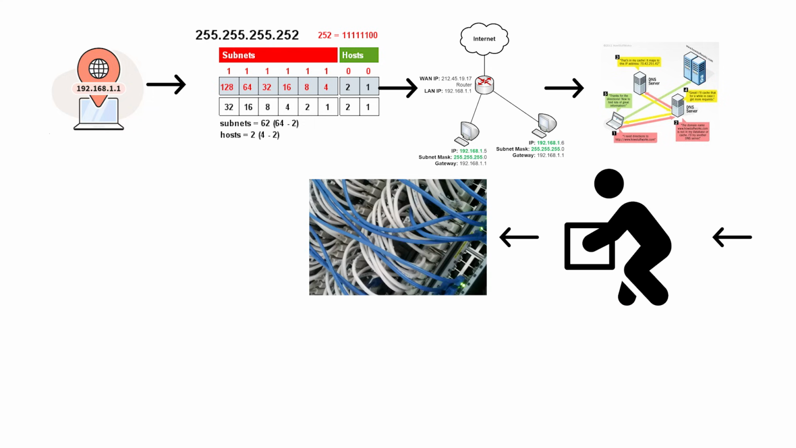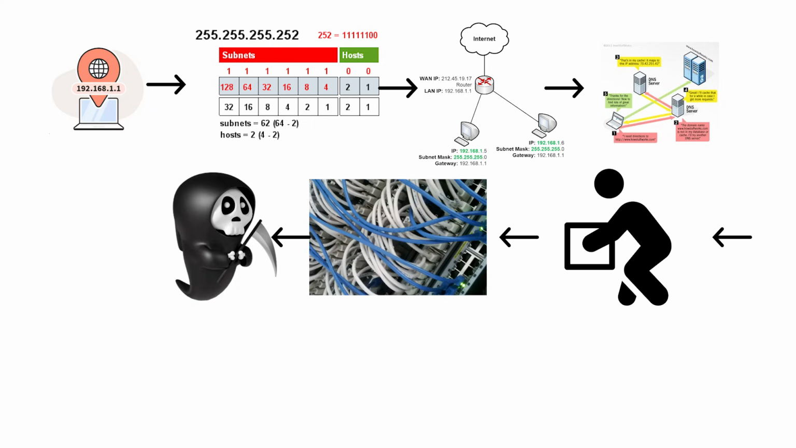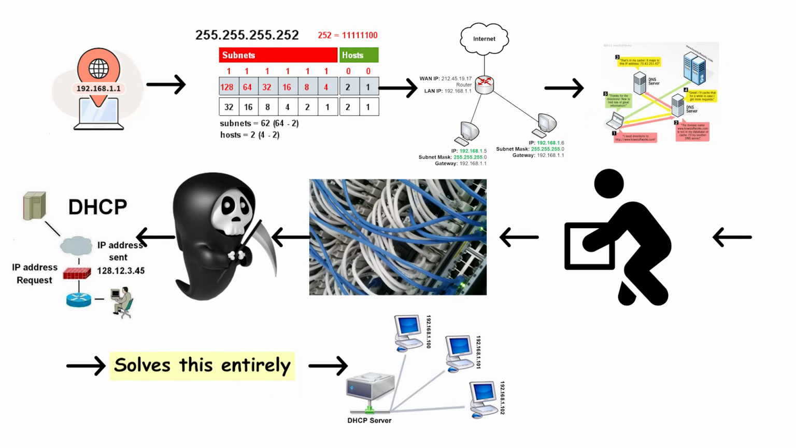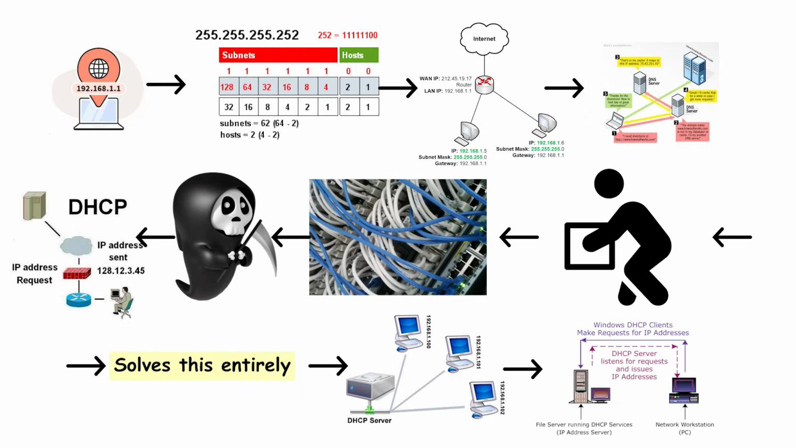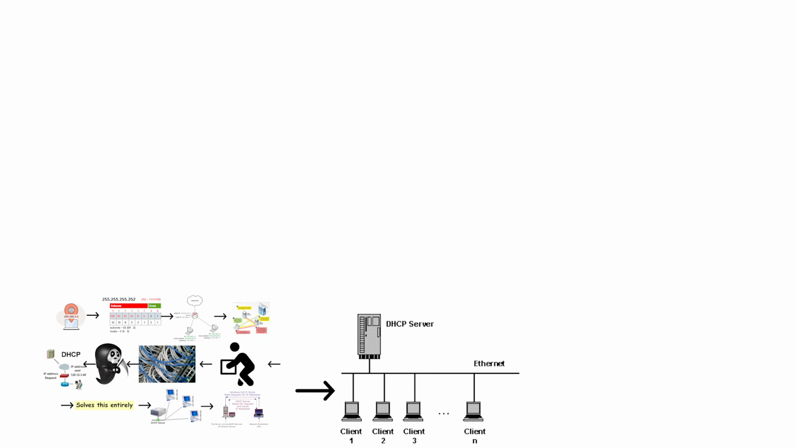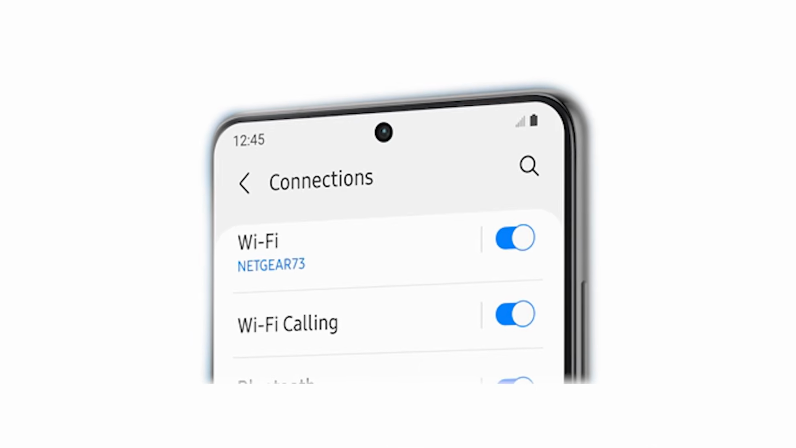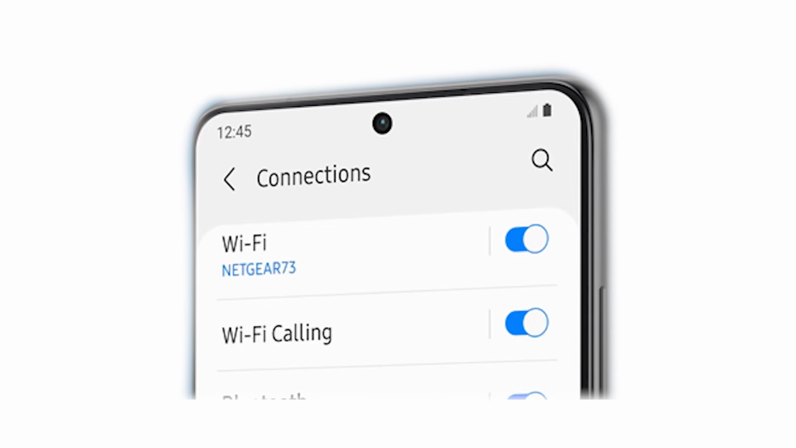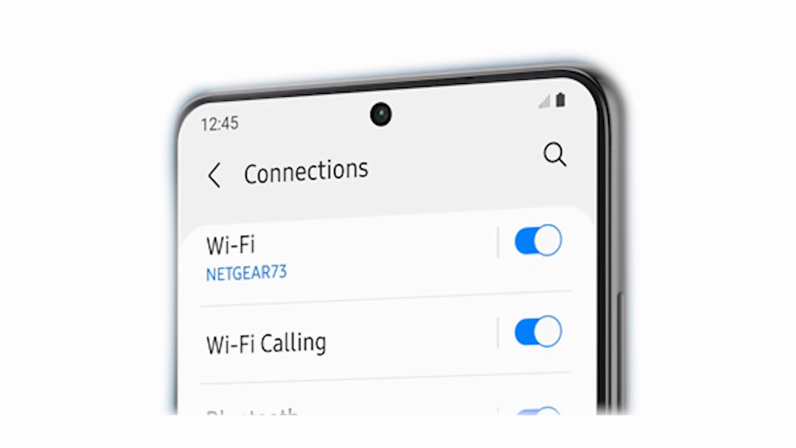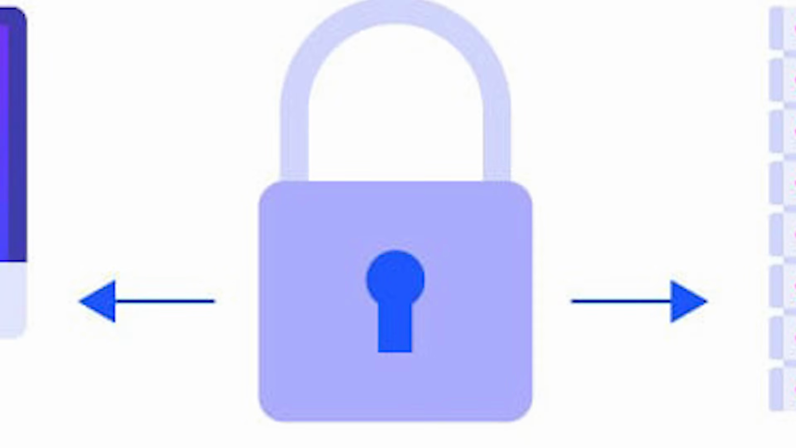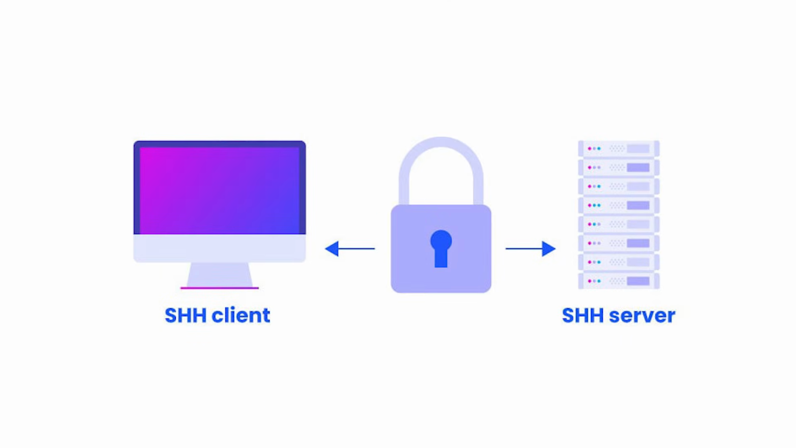Configuring all of that manually on every device every time it connects to a new network would be a nightmare. The Dynamic Host Configuration Protocol solves this entirely. When a device joins a network, it sends out a DHCP discover message looking for a DHCP server. The server responds by automatically assigning all 4 of those required values to the device. This is exactly what happens every time your phone connects to a new Wi-Fi network without you touching a single setting.